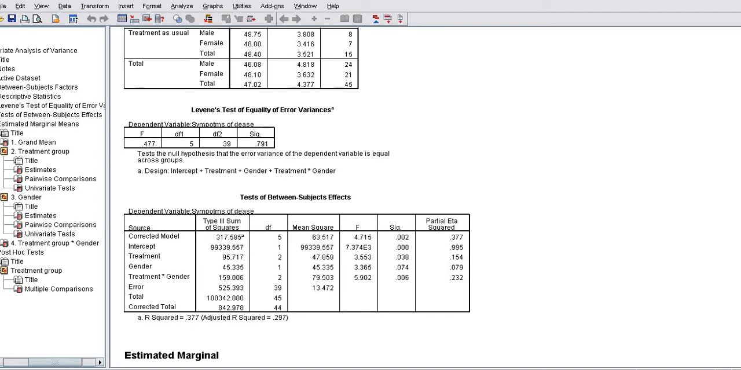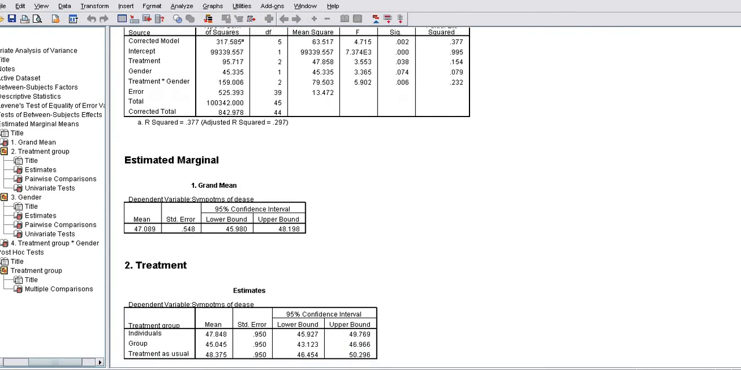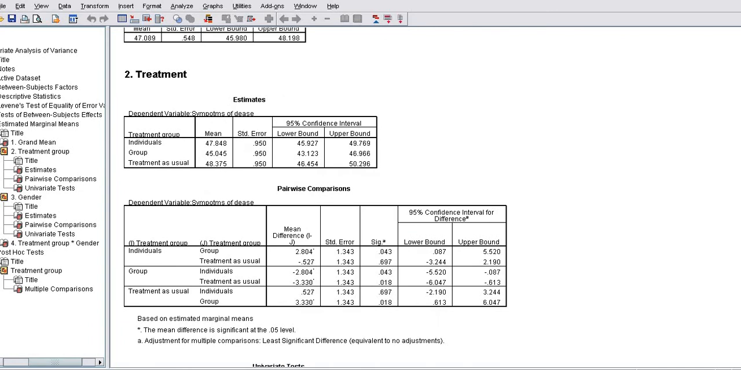Come on, marginal means. The mean of symptoms overall, and here in the second table, the dependent variable symptoms with respect to treatment groups. Mean and standard error are given here.